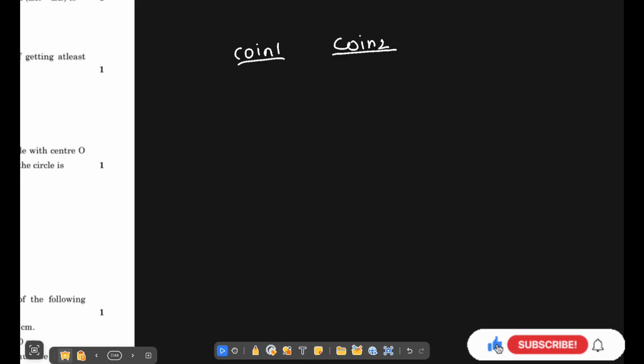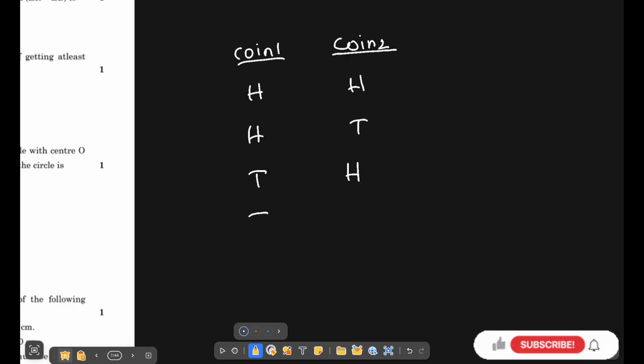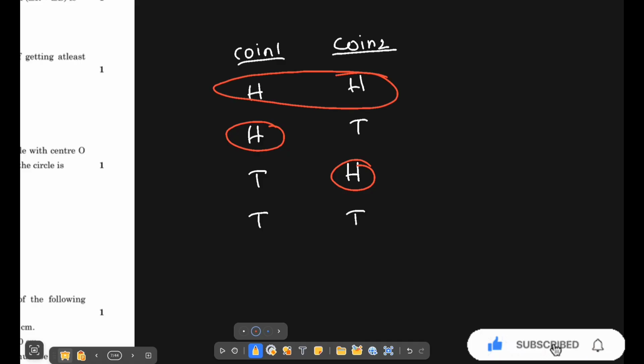Now the possible outcomes are head-head, head-tail, tail-head, tail-tail. At least one head means it should contain at least one head. No problem if it contains more than one head also. So which outcomes have at least one head? Here it has at least one head. This also has a head. This also has at least one head. At least two heads, no problem.